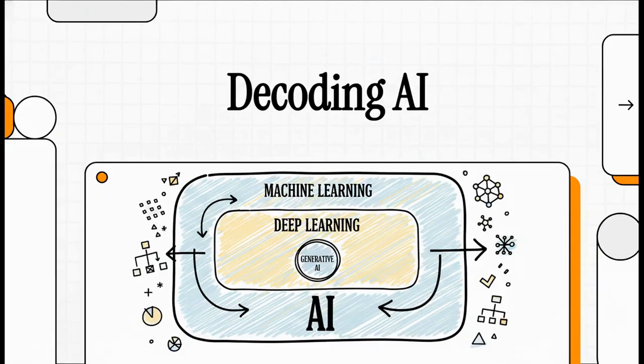Okay, let's dive right in. If you've spent any time online lately, you've probably been hit with a tidal wave of terms. AI, machine learning, deep learning, generative AI. They're everywhere, right? But what do they actually mean? And more importantly, how do they all connect? Well, we're going to cut through all that noise and get some real clarity.